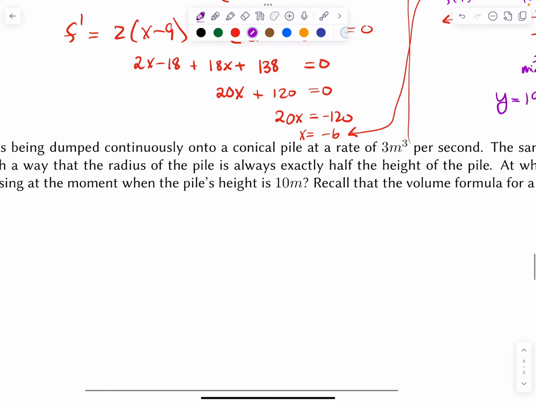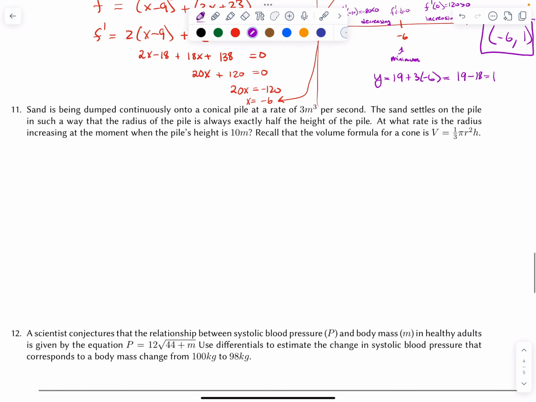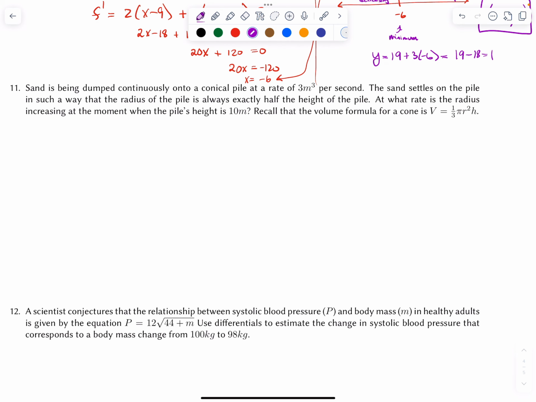All right, now we're going to be doing the dreaded related rates problem. We have sand being dumped continuously into a conical pile at 3 cubic meters per second. So here's the situation. Sand.